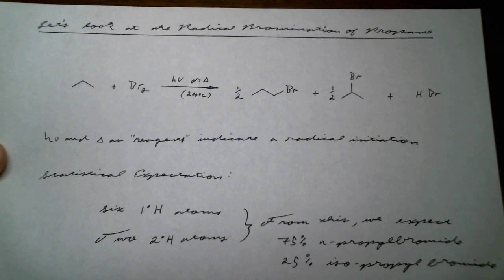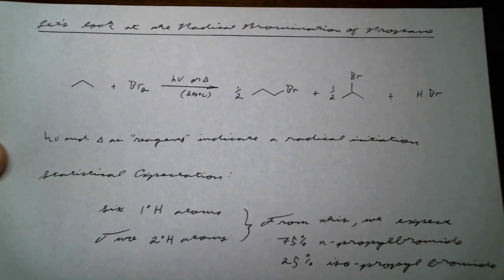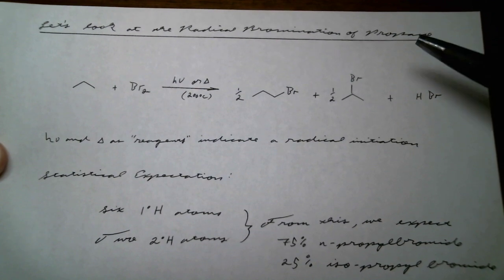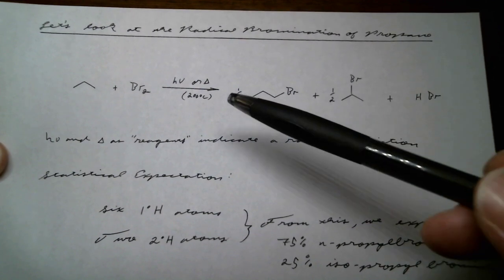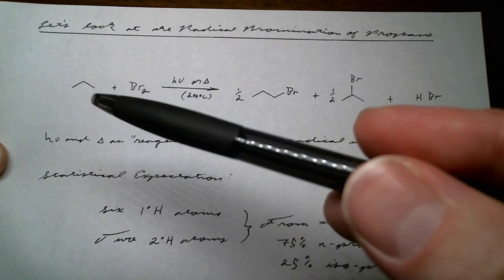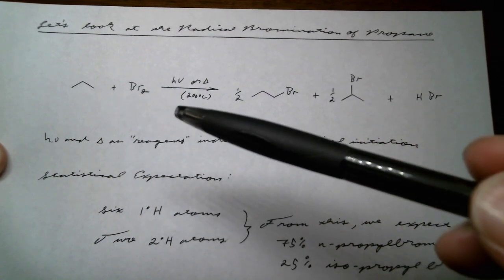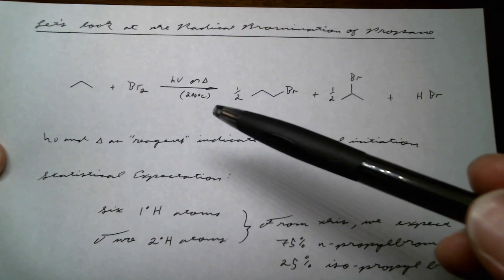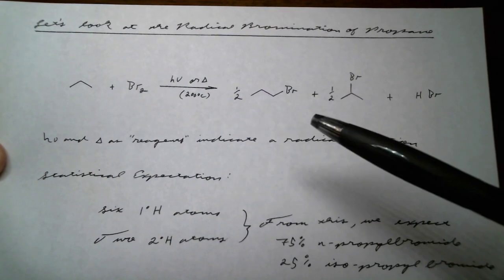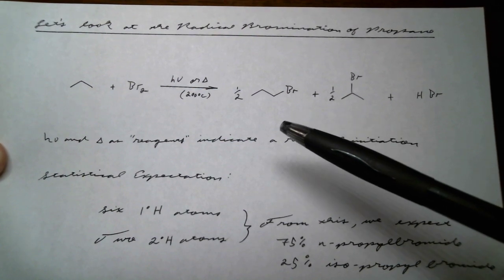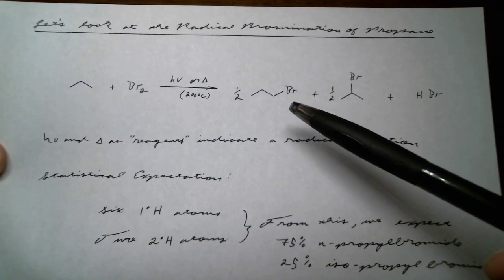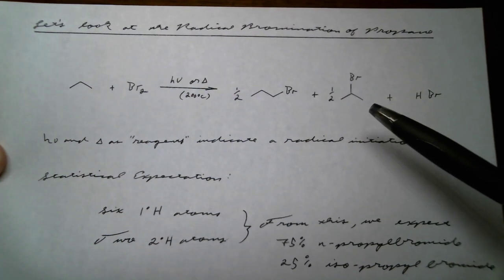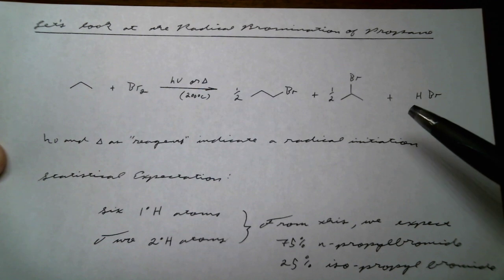We'll continue with our discussion of radical reactions. Next, let's look at the radical bromination of propane. So here we start off with a propane molecule and diatomic bromine. We could use heat or light. If heat, probably around 200 degrees C. For a nice balanced reaction, we get 1/2 of some probable 1-bromopropane and half of 2-bromopropane and HBr.